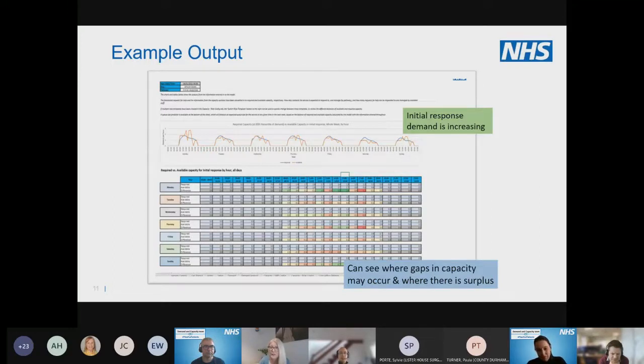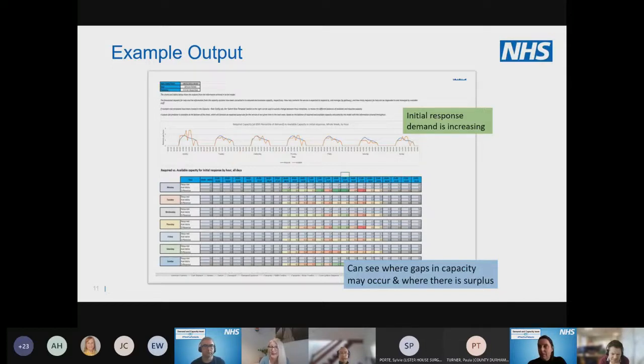The orange is obviously the capacity, and a little bit jagged because of the shift patterns that you have within the teams, but you want to see that they're pretty much in line, which you can see for most days they are. On the heat map itself, there's a lot of greyed areas, and they're the non-service hours, so you can configure the model to support a team across 24 hours if that's what your team does, but you can also use the hours of your service.